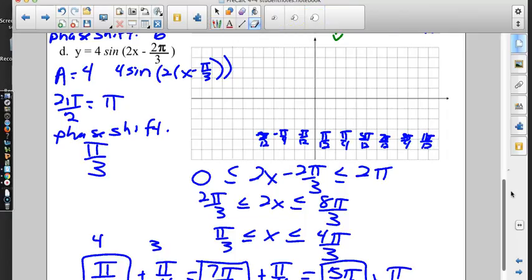Go far enough down for the labels. Right over the top.